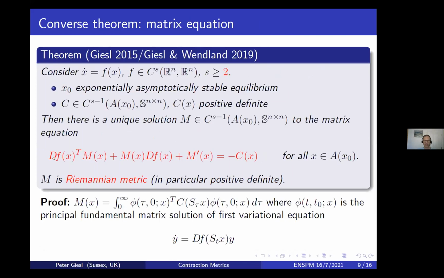So that's this red equation here. This expression on M, you can set to be a given negative definite matrix. So C is positive definite, minus C is negative definite. And this is always a solution, a unique solution, which is a Riemannian matrix. So in particular, M itself is positive definite.